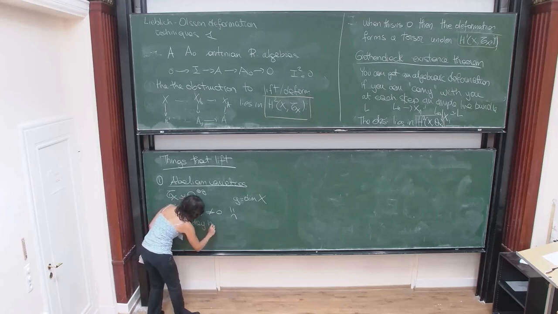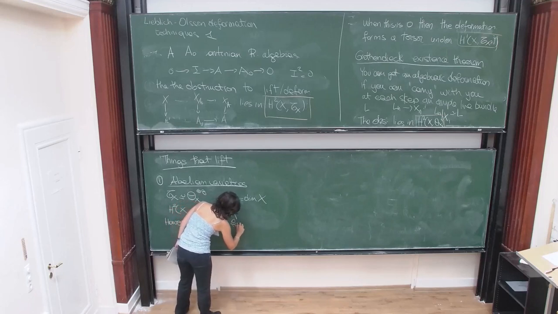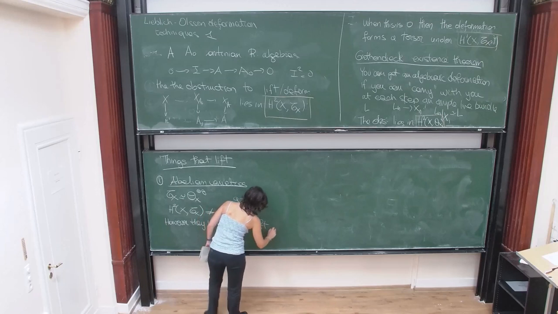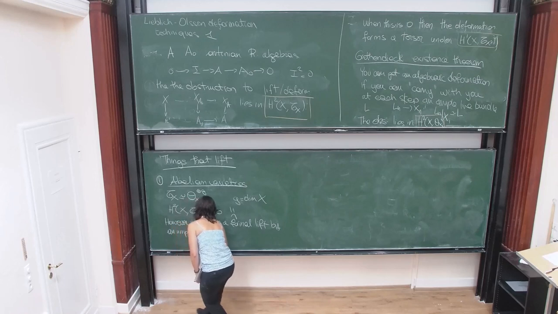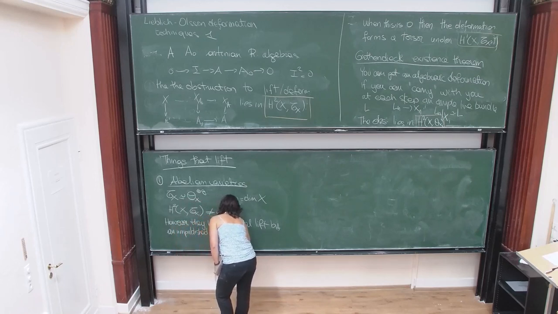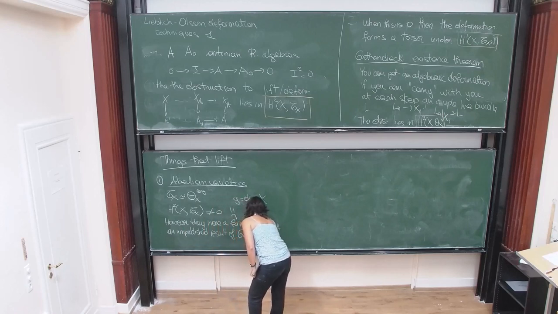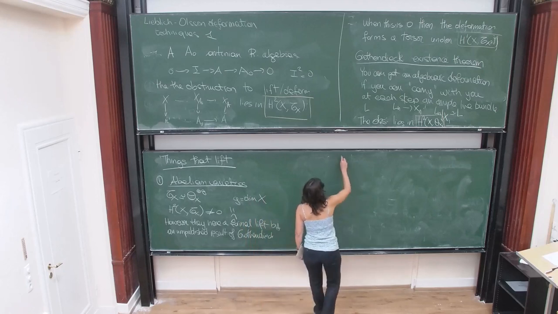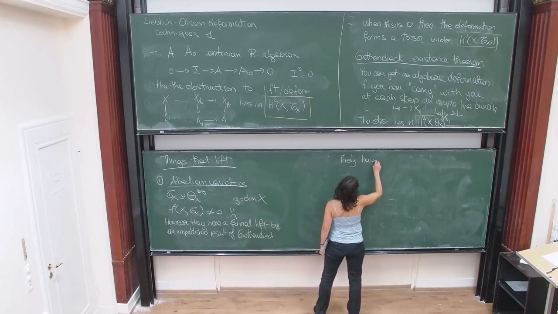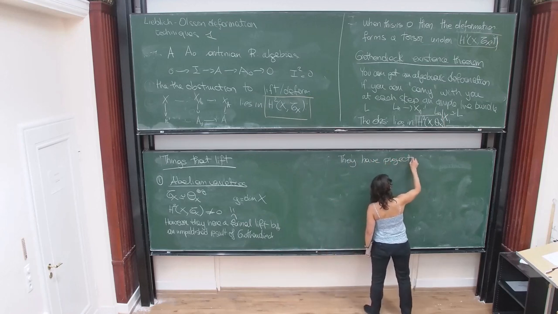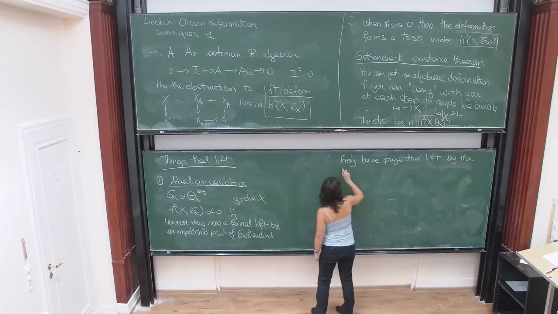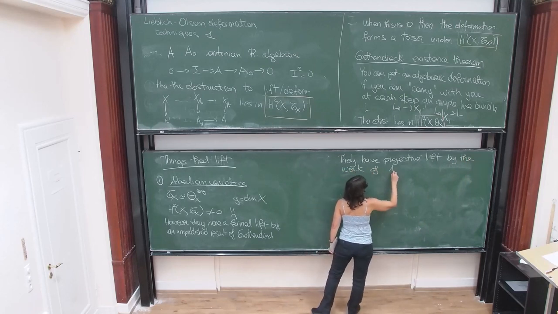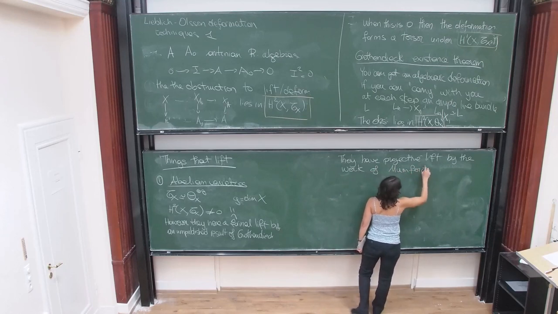However, they have a formal lift by an unpublished result of Grothendieck. And they have a projective lift by the work of another giant, not one, other two giants.